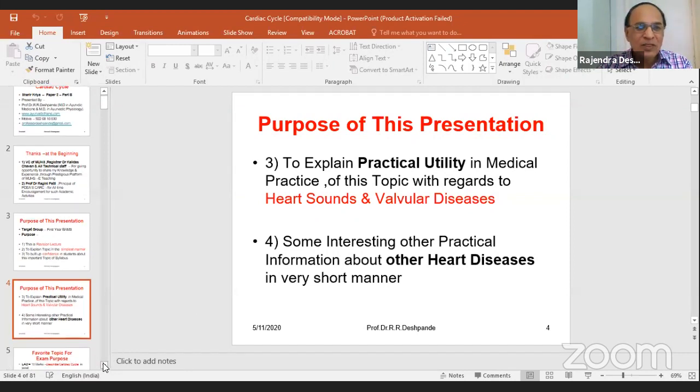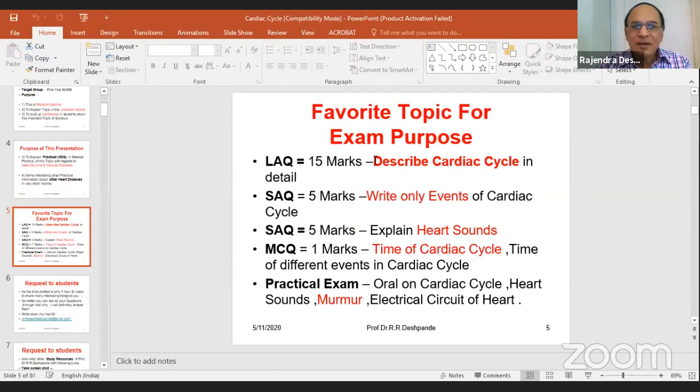Okay, let us move to the next slide. Cardiac cycle is a very favorite topic for all exam purposes. It may be the first term internal exam, second term internal exam, and now your final examination. There will be an LAQ for 15 marks: describe the cardiac cycle in detail. Number two, there may be an SAQ of 5 marks: write only the events, 1, 2, 3, 4, 5, 6, 7, 8, only the names of the events of the cardiac cycle, no description. SAQ for 5 marks: explain heart sounds, very important.